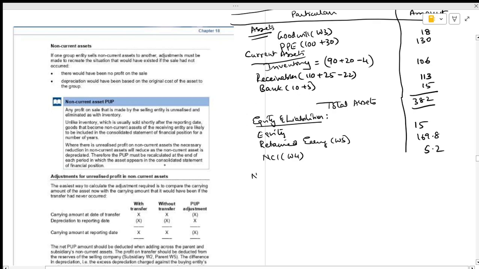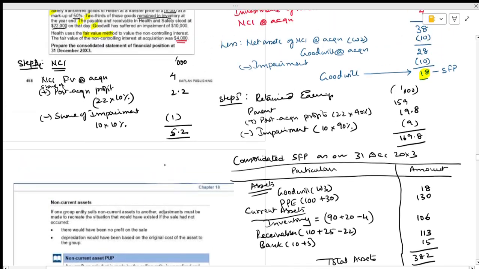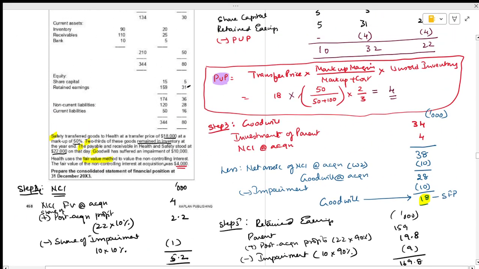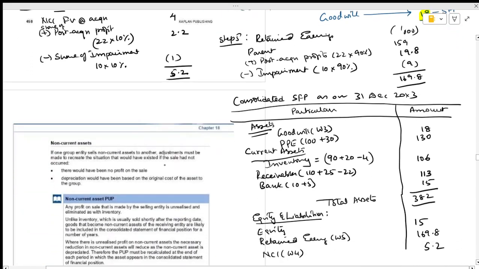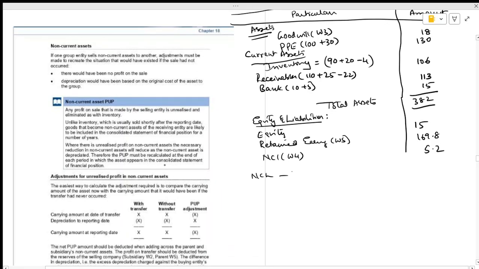Okay. Non-current liabilities. Are there non-current liabilities? Yes. 120 plus 28. Is it right? 120 plus 28, 148.